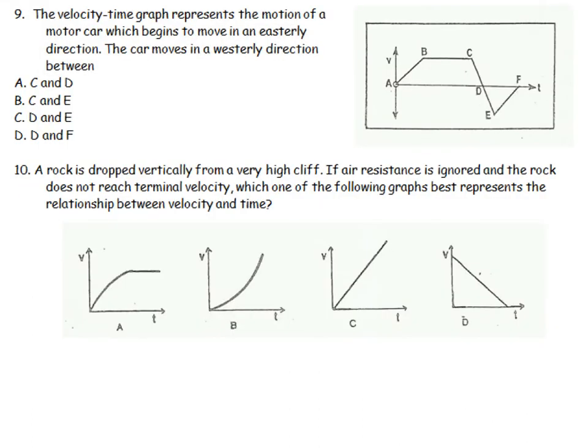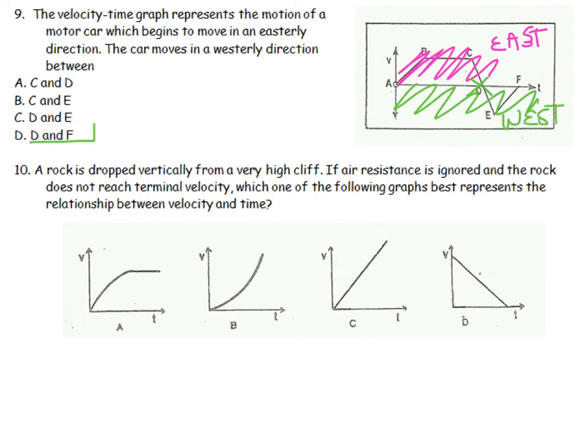The velocity time graph represents the motion of a motor car which begins to move easterly. All of the journey above the line, that is all east. The minute I get to point D, the object stops and changes direction, and everything below the line is west. So in other words, from D to F is going to be westerly.